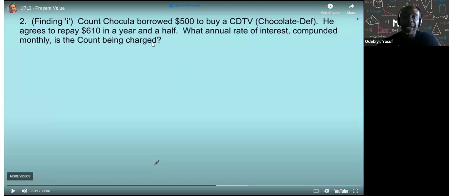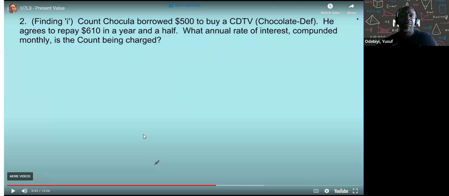Okay, so he read it out. So let's summarize it again. He's borrowing $500 today, but he agrees to pay in the future $610. He agrees to pay in the future, which is 1 year and a half later. Just remember that's a year and a half later. So now we want to figure out what is the interest rate.